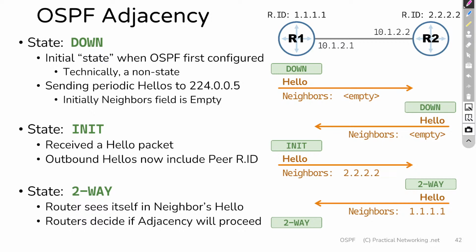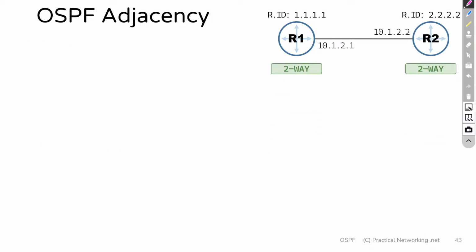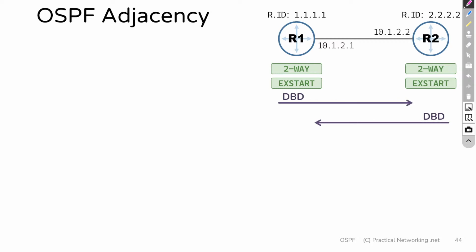Cool. In the two-way state, the neighbors are going to decide if they're going to continue with the adjacency. Remember, we went through a bunch of other pieces of information that exist in the hello packets. They're going to use that information to decide if they're going to continue with a neighbor relationship. If they are, they will both continue. So at this point, they are both in the two-way state, and they'll now both continue by going into the ExStart state. That's exchange start. In the ExStart state, both of the peers are going to be sending DBD packets, database descriptor packets, to each other.